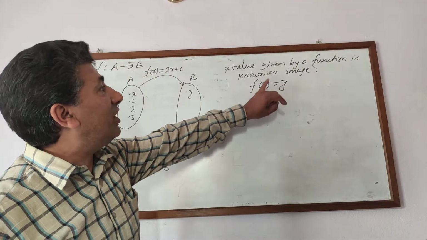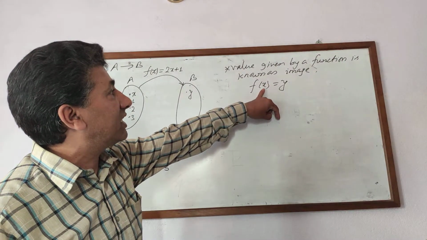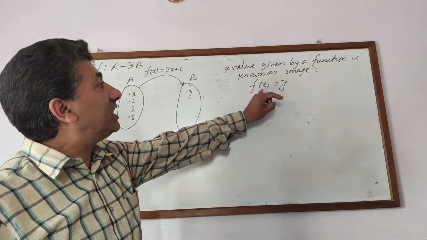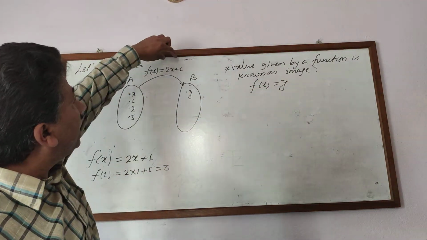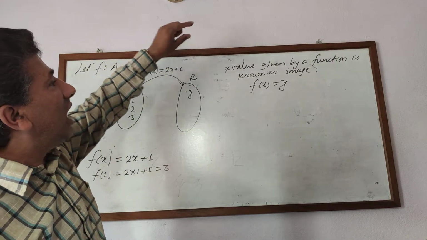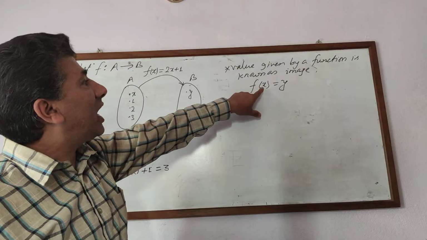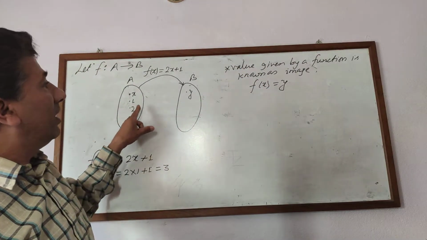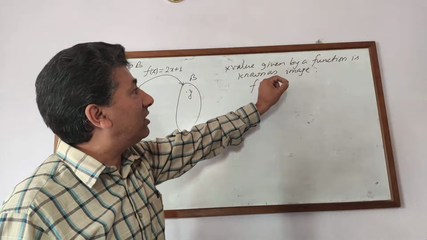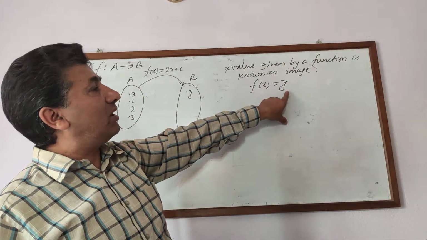Here, f is only the name of the function I have written. Inside the bracket there is x. What you have to understand is that there is a function, like 2x plus 1, 3x plus 1, 4x plus 1. Any formula will be there. In that function, write the value of x. x means domain. Then that function gives another value. That value is called image.